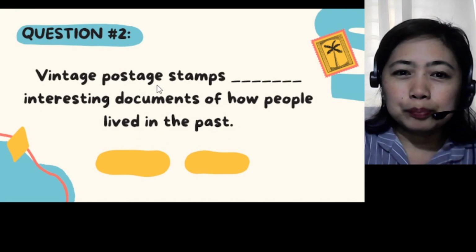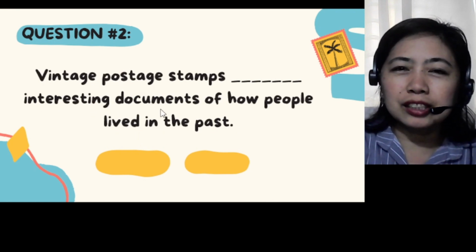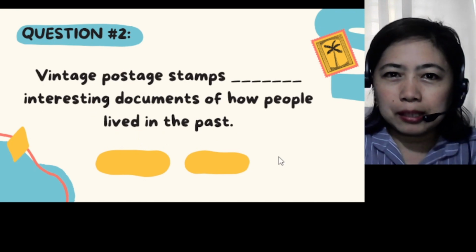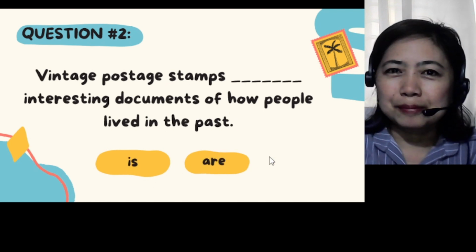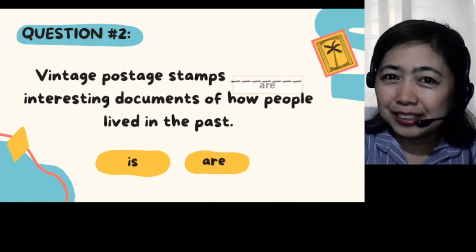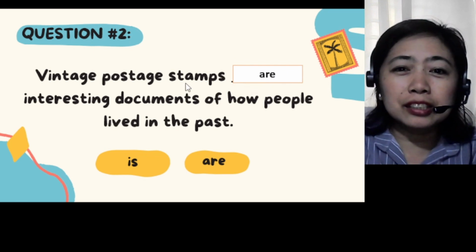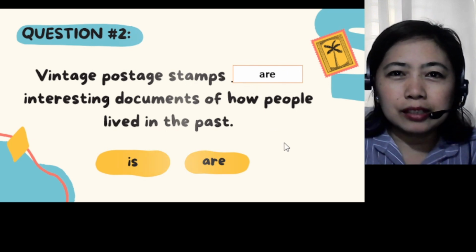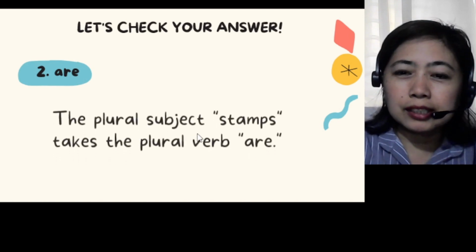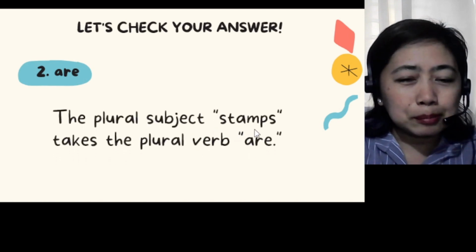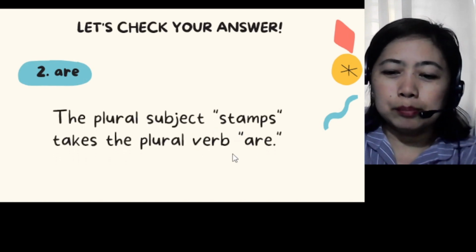Vintage postage stamps blank interesting documents of how people lived in the past. We have here is, are. What do you have there? Well, I hope you also got it right. So vintage postage stamps are. The verb here is are. And why is that so? It's are because the subject there is stamps, so it should have a plural verb, are.